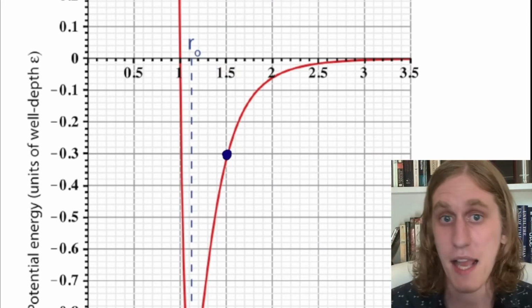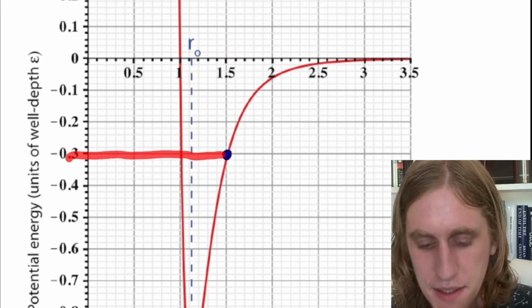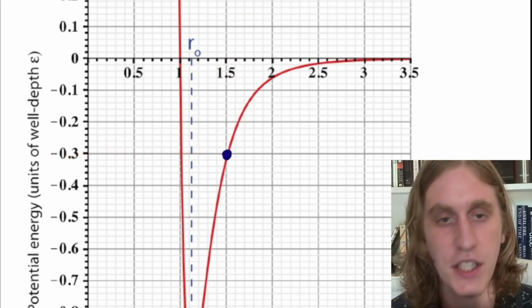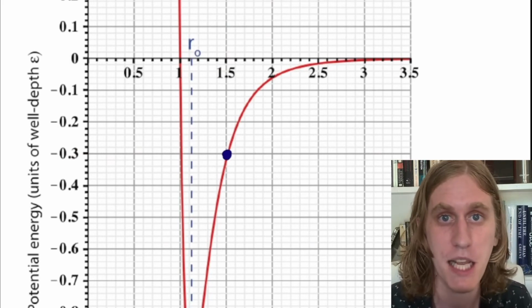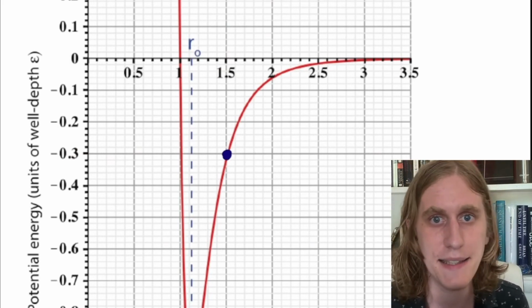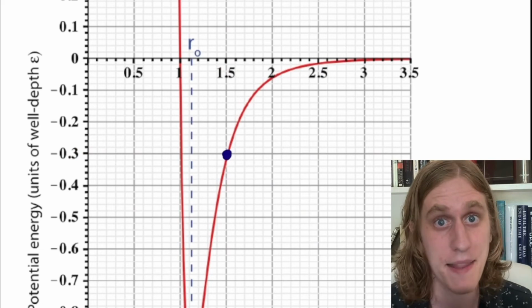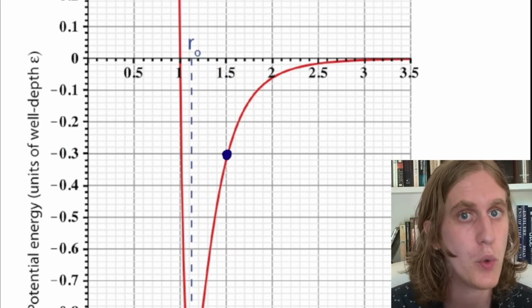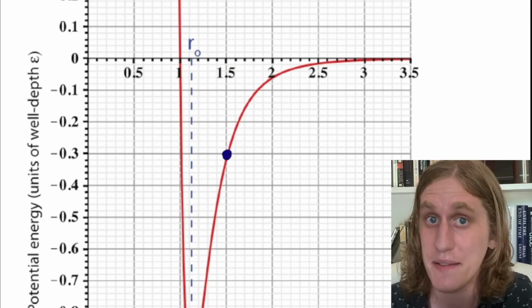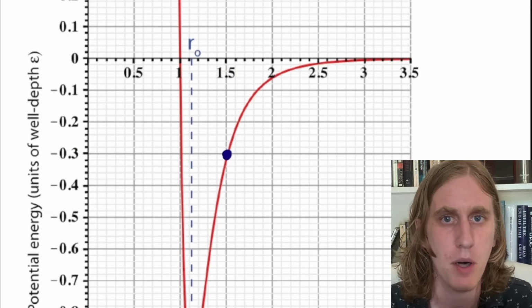And what about their energy? Well, on the vertical axis, this point lands at -0.3. If you had the well depth of the particles, you could find the potential energy just by multiplying this -0.3 by that well depth. Again, the well depth will be a number in joules. And so -0.3 times the well depth will also be a number in joules.